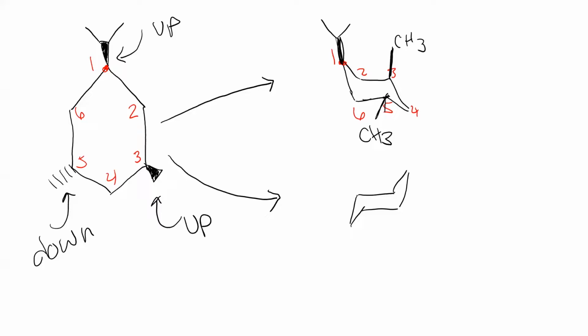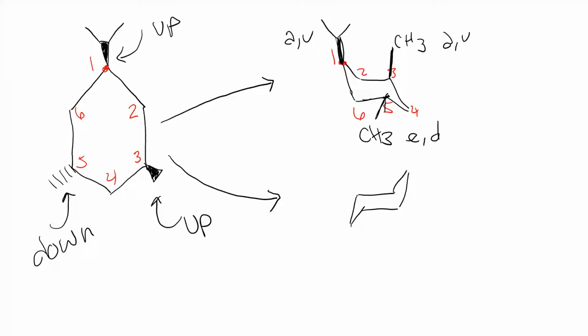So right now, just as a reminder, this is axial and up. This is axial and up. And this is equatorial and down. Again, at this position, the way that the ring is drawn, I cannot have an axial facing down with my other positions as axial up, because that again has to alternate per carbon.